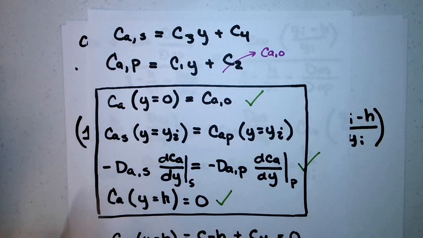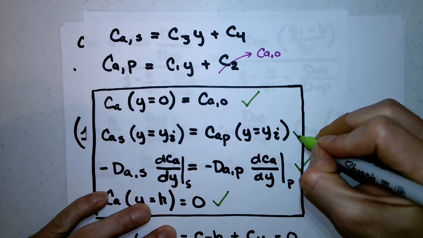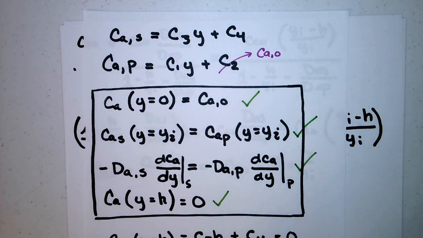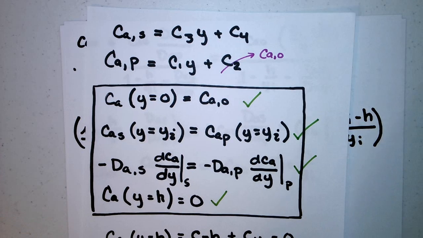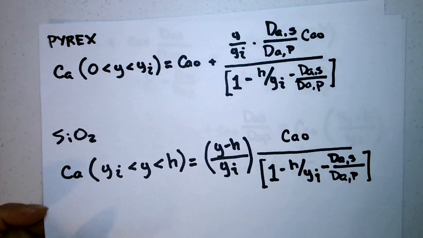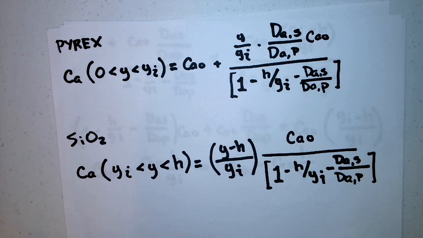So finally, we can go back and verify all 4 boundary conditions work. So hopefully now we plug in to our functions here and verify that the flux through either one of these materials, because it's equal, through the Pyrex and the silicon dioxide. We're at steady state. We have no generation. We have equal flux through this system.